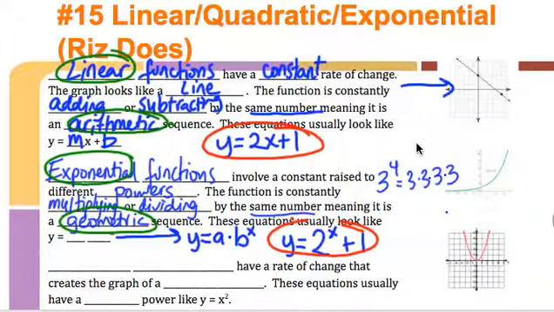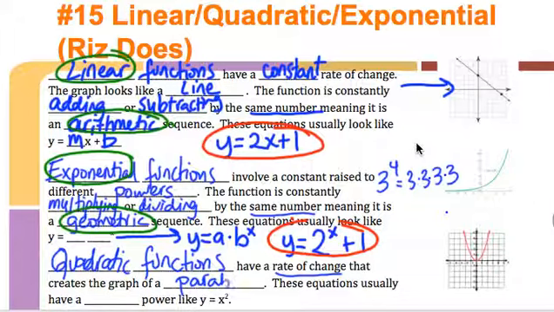And then finally, the last type of function that we're going to be talking about is a quadratic function. Quadratic functions have a rate of change that creates the graph of a parabola. That's a parabola. These equations usually have a second power, like y equals x squared. So again, I'm going to write an equation that would be quadratic but uses the number 2 and the number 1. So it would be y equals 2x squared plus 1.